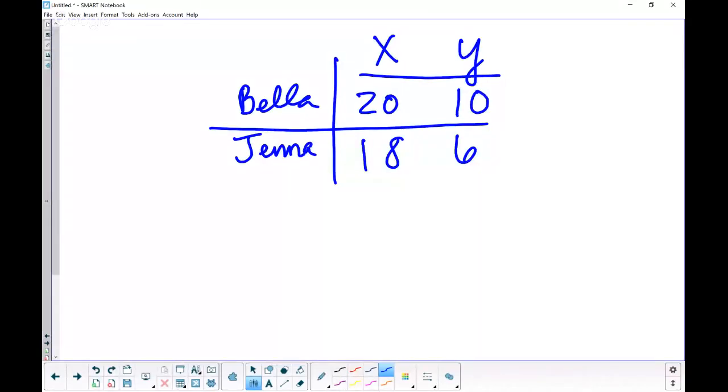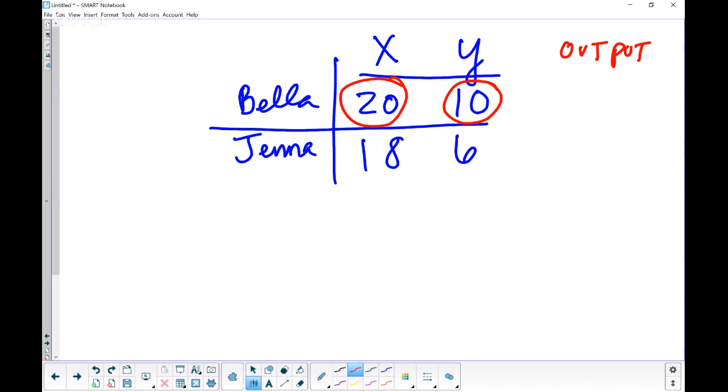Okay. So again, absolute advantage. Well, who has the most in this case? Because it's an output question, who can produce the most? Well, Bella can produce more of the X and she can produce more of the Y. So Bella has the absolute advantage in both X and Y. And then Jenna is going to be 18 and 6. So really, she doesn't play a role in the absolute advantage.